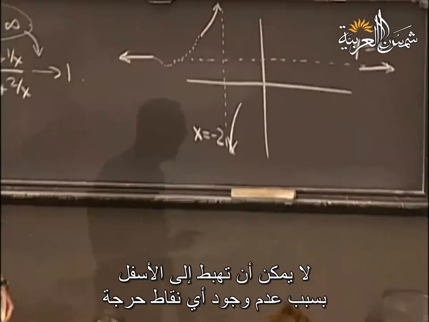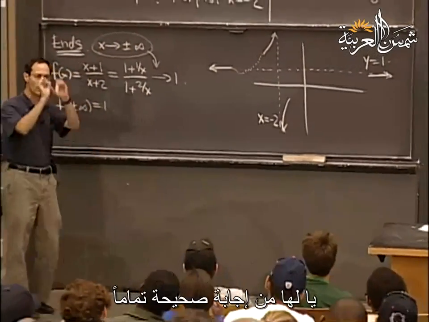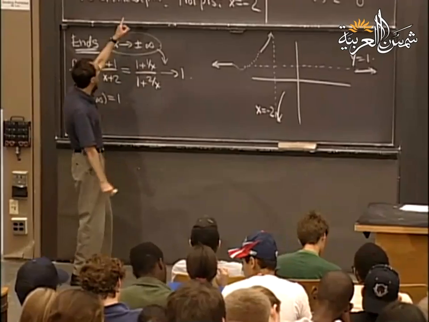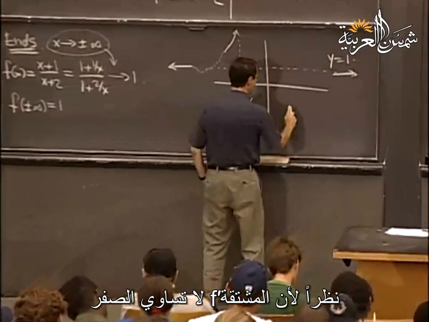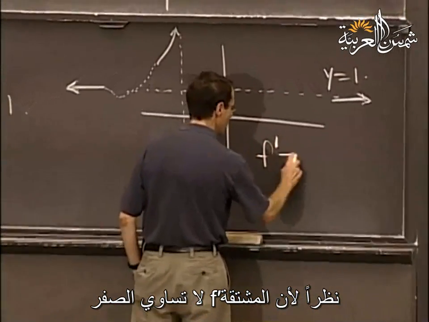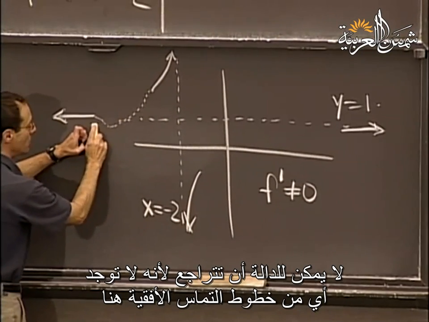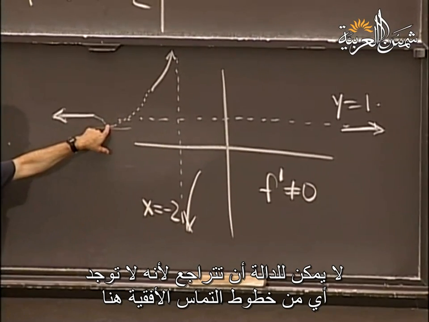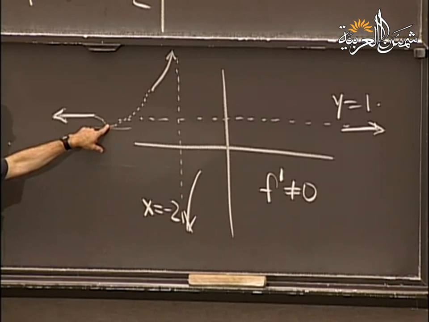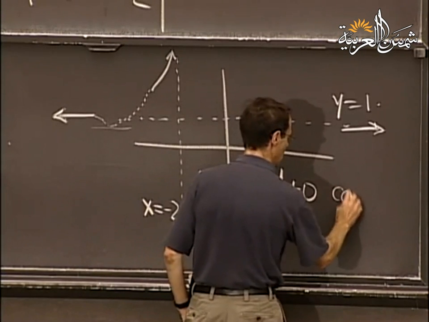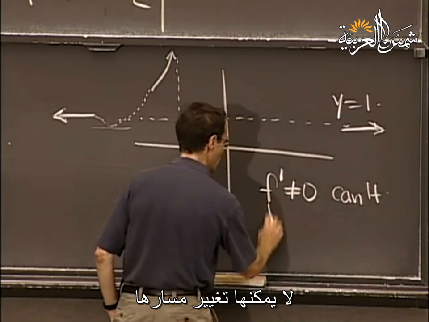It can't dip below because there are no critical points. What a precise and correct answer. That's exactly right. The point here is that because f prime is not 0, it can't double back on itself because there can't be any of these horizontal tangents. It can't double back, so it can't backtrack.